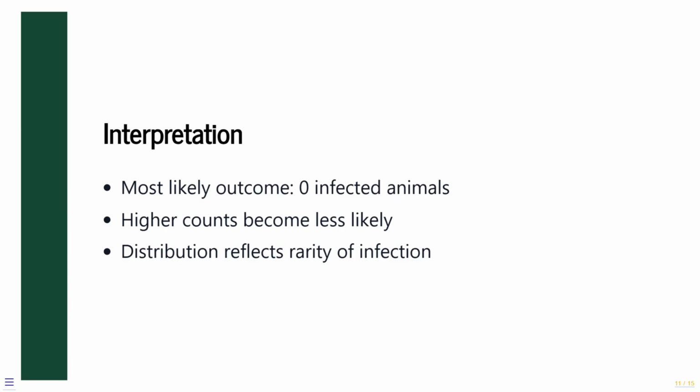Interpreting this table, we see that the most likely result is 0 infected animals, reflecting that infections are relatively rare. As the number of infected animals increases, the probabilities decrease. This shape is common in situations where events are uncommon. Most observations cluster near 0, and large counts happen only occasionally.